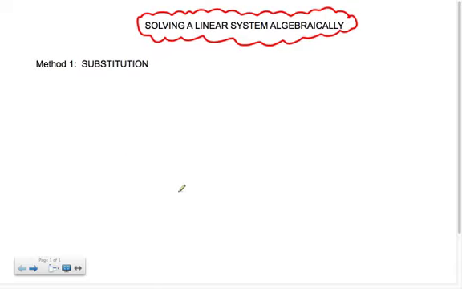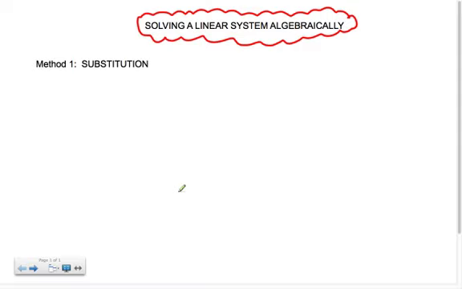So this video is about solving a linear system algebraically. And we know that solving a system algebraically as opposed to graphically has many benefits. The first is if we were solving it graphically and the point of intersection happened to fall between a grid line, we would have difficulty reading the accurate answer.